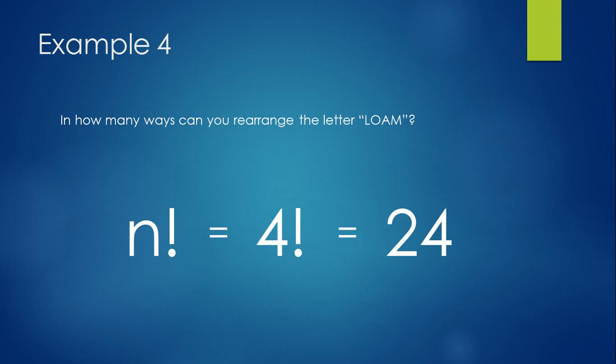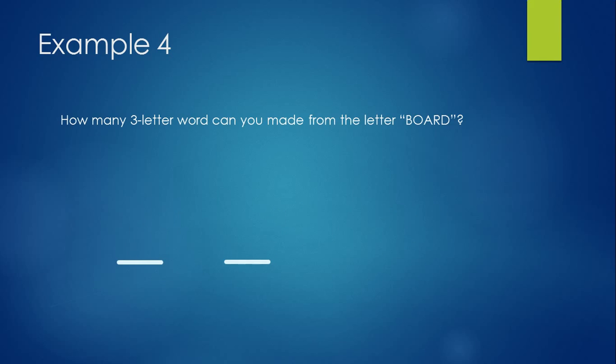How many 3-letter word can you make from the letter BOARD? Since the word must be a 3-letter word, there will be 3 positions. There are 5 elements, so there will be 5 arrangements for the first position. For the second position, there will be 4 arrangements, and for the third position, there will be 3 arrangements. 5 times 4 times 3, the answer would be 60.